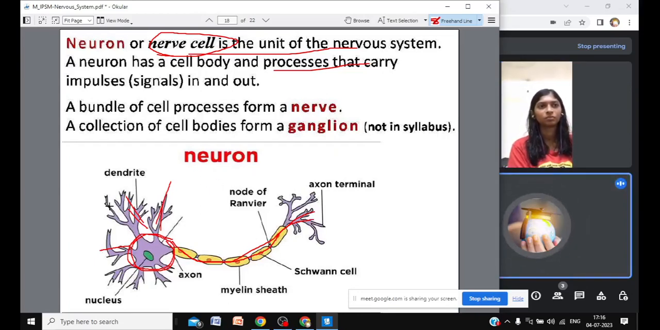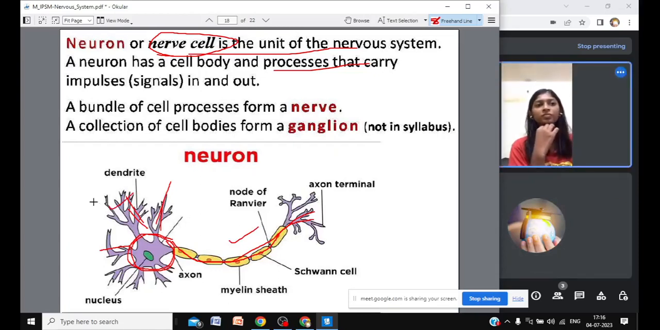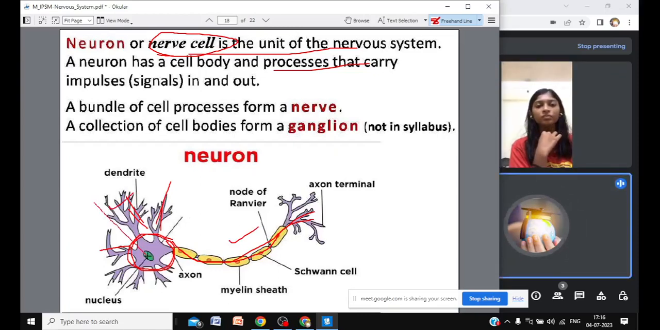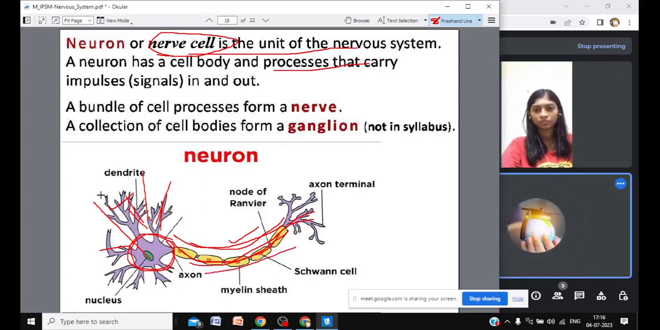Now what do these processes do? They carry impulses. The small processes will carry impulses towards the cell body, and this long one will carry impulses away from the cell body. These are incoming signals and these are outgoing signals. The long one, which we said is the axon, anyway, they don't have to remember the names, carries the outgoing signal, and the small ones, the dendrons, carry incoming signals.